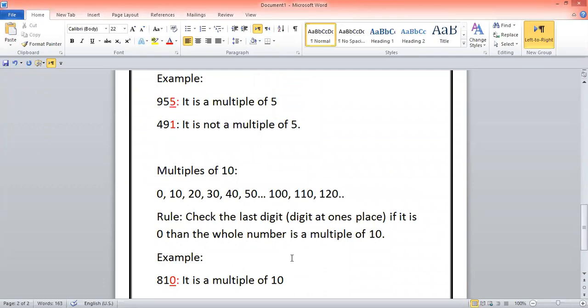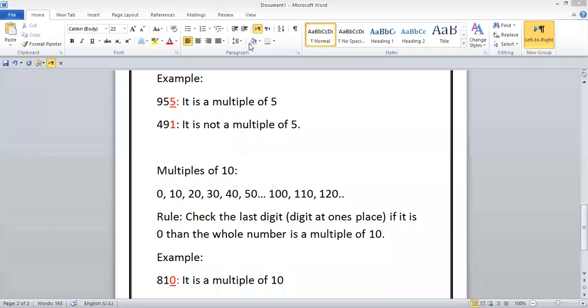Okay, guys, now I'm going to ask one question for one example. 335. Is it a multiple of 10? Who is saying yes? Sir, I cannot see your screen. Why can you not see my screen? I share it again, no problem.